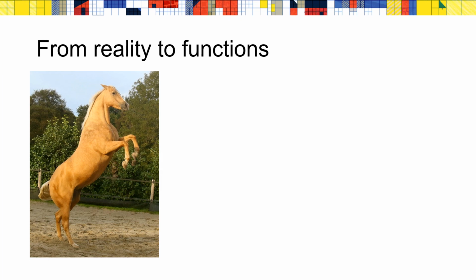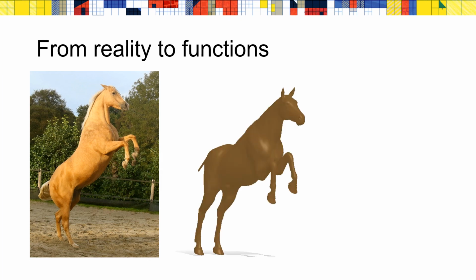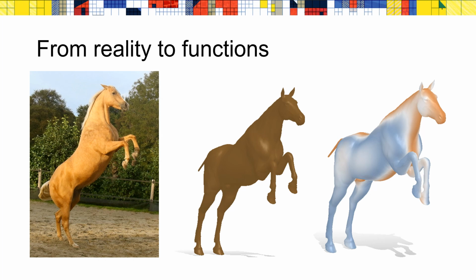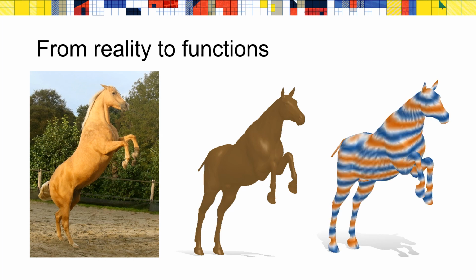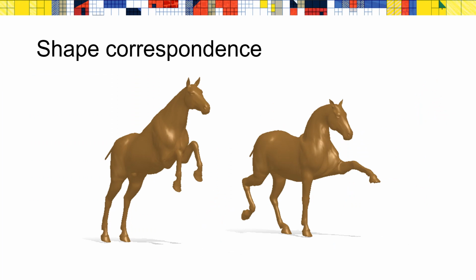In this lecture, we will see how, starting from reality, we can acquire 3D data like the geometry of these objects. And in geometry processing, it's useful to look not only at the geometry but also at functions defined over the surface of the object. In particular, we will focus on functions that contain high frequencies. And why do we want to do that? The main motivation is the shape correspondence task.